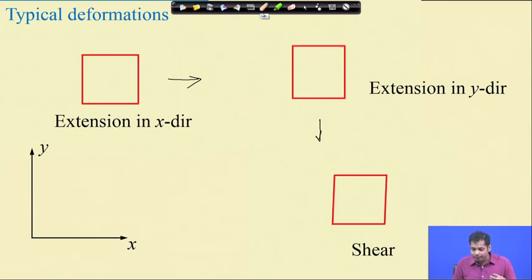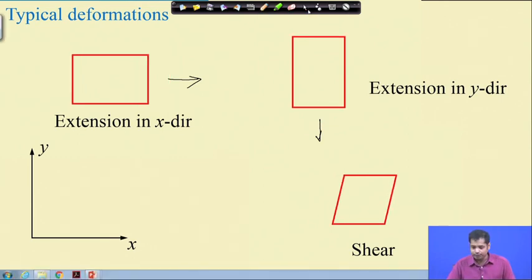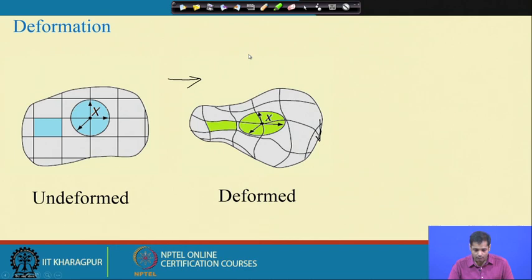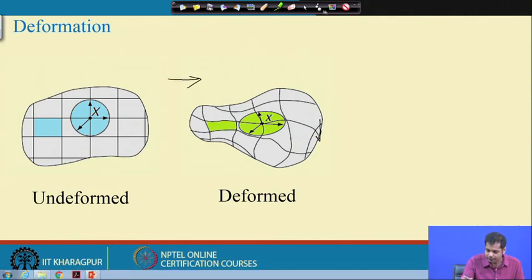Now, if we go back to the previous figure, whenever we have this object, this point goes here. So it is not only extension in x direction or y direction or only shear. It has all different combinations of these typical deformation modes that act together and cause deformation in an object.